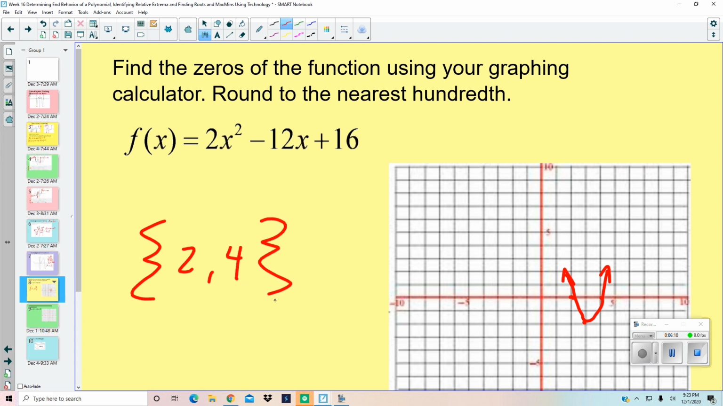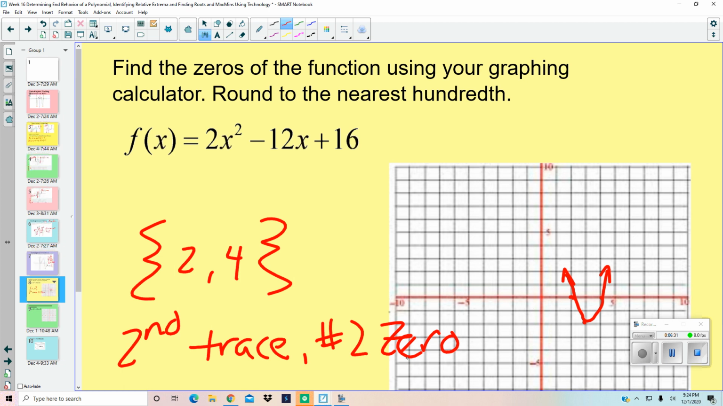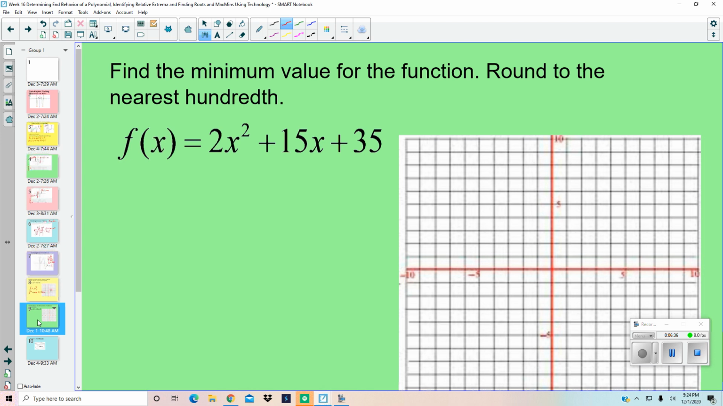And you can see that it crosses at 2 and 4. And in class, I'll show you how to actually find the zeros if you can't see exactly where they're at. You're going to use second trace and the number 2 function, which is zero. And if you want to look it up, you can look up how to do it, but I'll show you in class. Then find the minimum value for the function. This is again at second trace and minimum.